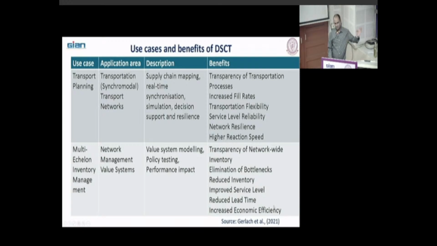Why? Because of some issues like perishable nature of the products or expiry date or something. Suppose you are keeping the products on the shelves, nobody is buying them, so after their expiry date, you dispose of them. So that's why transparency in the inventory is very important. This digital twin provides that transparency. It reduces the inventory, improves the service level, reduces the lead time.